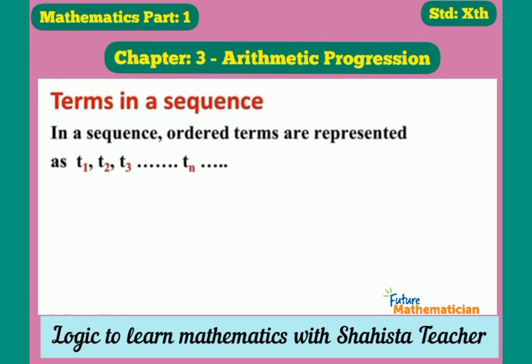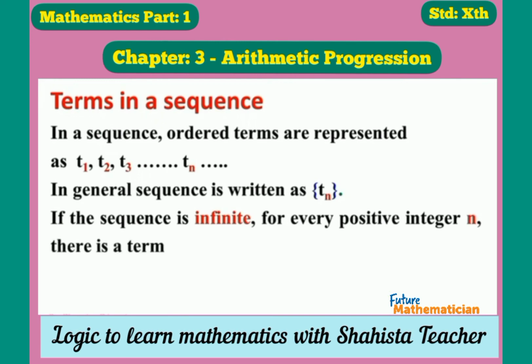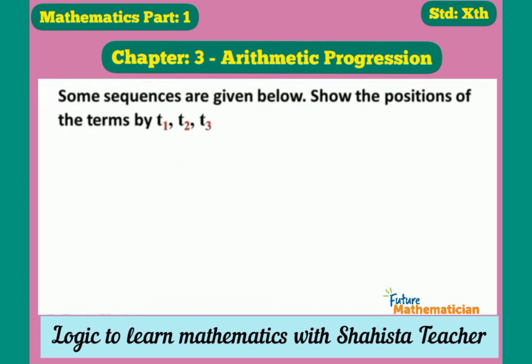In a sequence, the ordered terms are represented as T1, T2, T3, T4. If we want to see the sequence in terms, we will take T1, T2, T3. In general, a sequence is written as Tn if the sequence is infinite, for every positive integer n. Some sequences are given below. Show the position of the term T1, T2, T3. Okay? Similar pattern, like we wrote n, here we will see T1, T2, T3. Like A1, A2, A3 it was, now here it is terms, so T1, T2, T3.